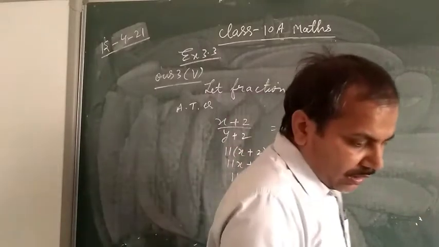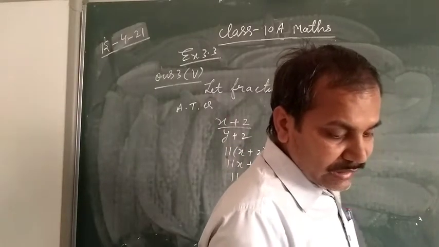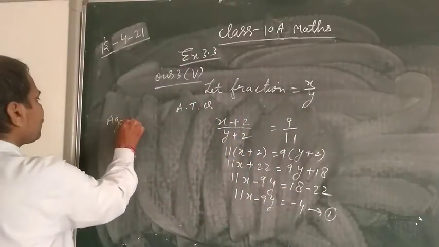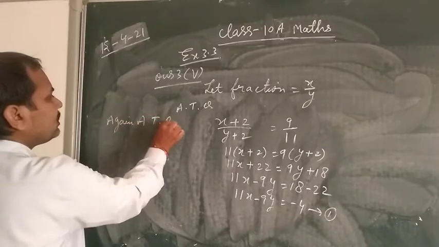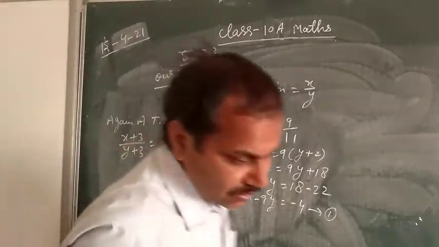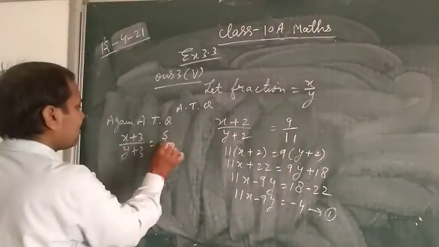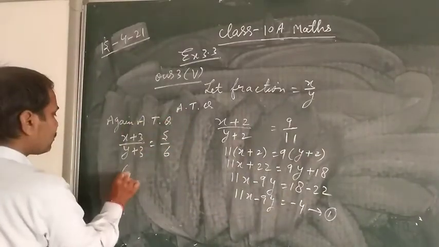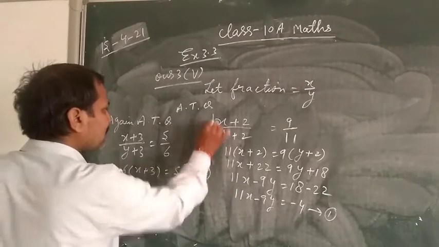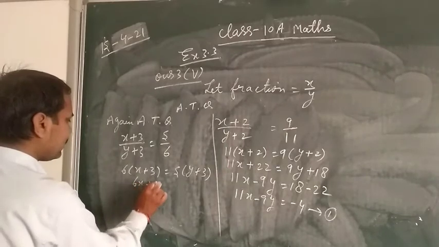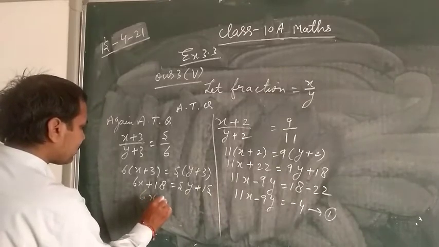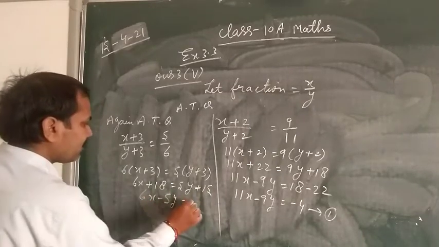Second, if 3 is added to both the numerator and denominator, it becomes 5 by 6. So again, according to the equation, 3 is added. Means x plus 3 upon y plus 3 is equal to 5 upon 6. Again cross multiply. So 6 times (x plus 3) is equal to 5 times (y plus 3). So 6x plus 18 is equal to 5y plus 15. So 6x minus 5y equals 15 minus 18, which is minus 3.